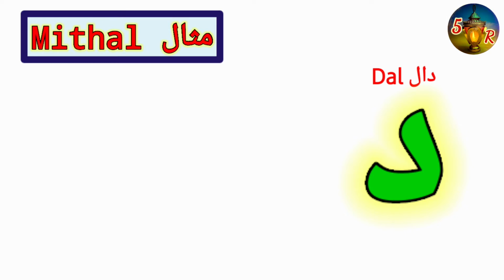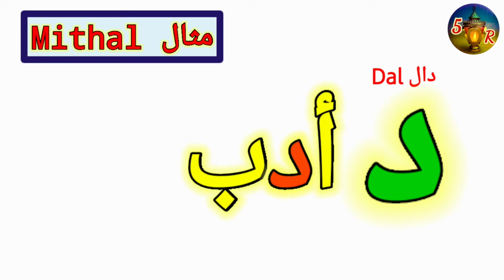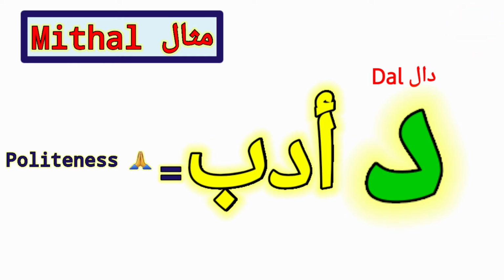Another example. Dal as in the word adab. Adab. Be careful, this word adab is very important because it has 2 different meanings. The first one, it means politeness. If someone is polite, this is adab. Also, the same word, same spelling, same everything, it means literature. So, al-adab as a form of art is the literature.